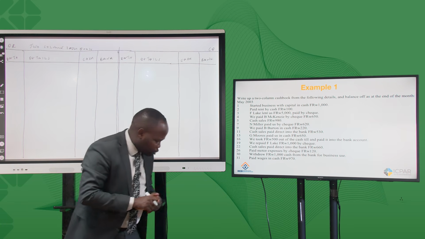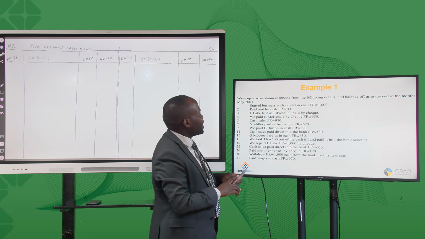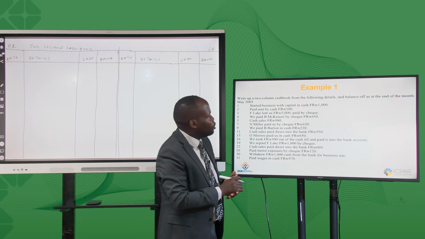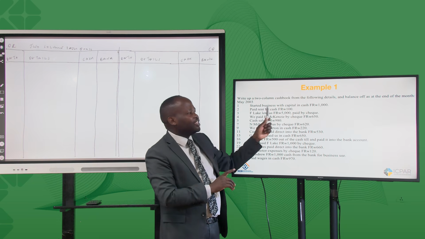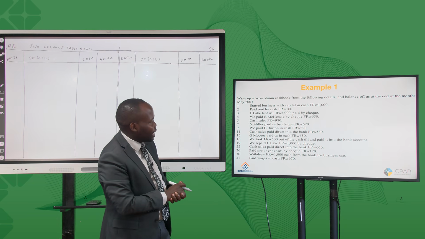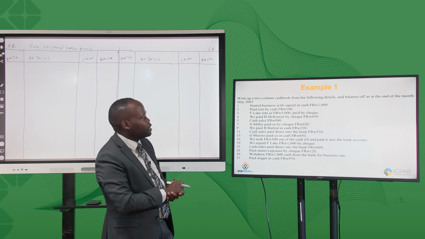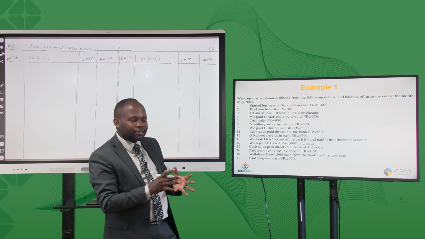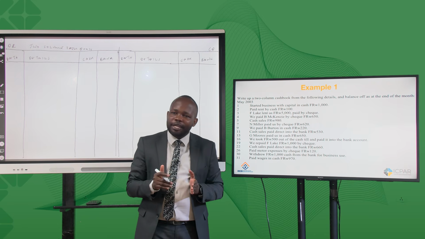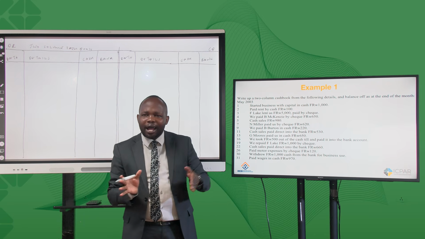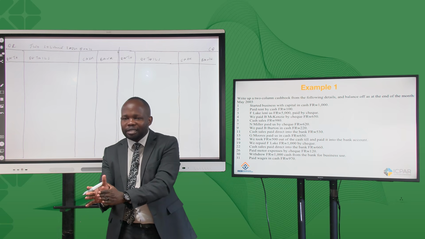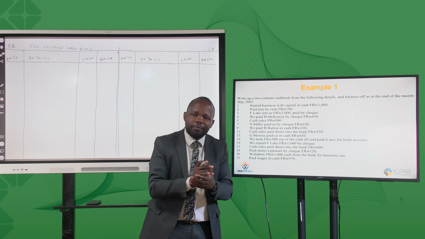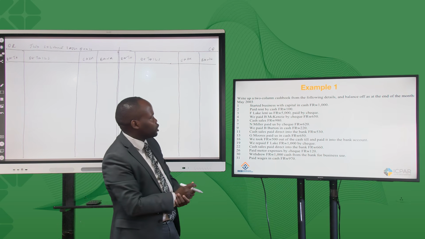So let's look at the 2-column cash book. Write up a 2-column cash book from the following details and balance off at the end of the month of May 2023. For any transaction you read, you ask yourself, is it a debit or a credit? If it is money coming into the business, it's debit. If it's money going out of the business, it's credit. So let's read each transaction.